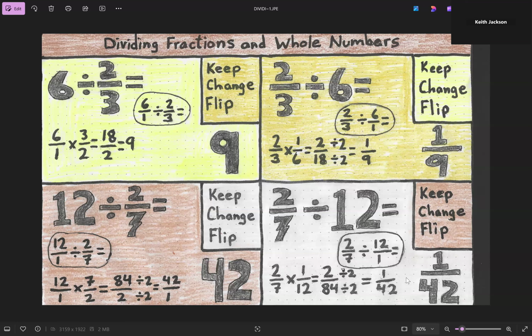Notice the difference between 42 and 1/42. And notice the difference here between 9 and 1/9. Okay, you have been given a lot of information. I wouldn't blame you if you need to pause the video to take a look at these 4 examples, or replay this video as many times as you need to get a deeper understanding of dividing fractions and whole numbers.